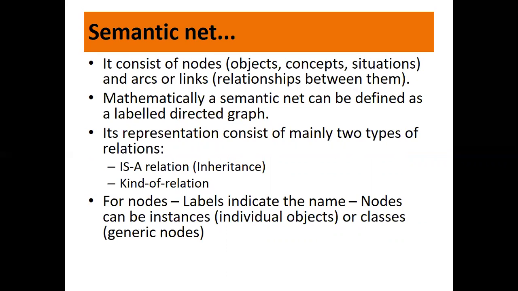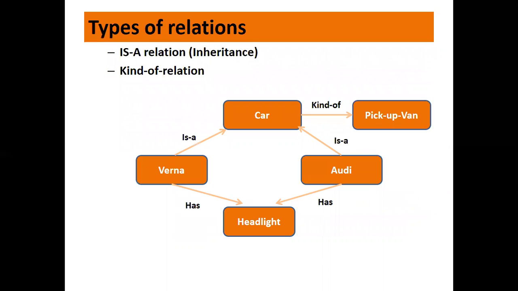So its representation consists of mainly two types of relations: the is-a relation, which is nothing but our inheritance, and the kind-of relation. For nodes, labels indicate the name of the object, and nodes can be instances, that is an individual object, or a class, that is a generic node. Now let us see how the relations are shown. So you have two relations, that is the is-a relation and the kind-of relation.